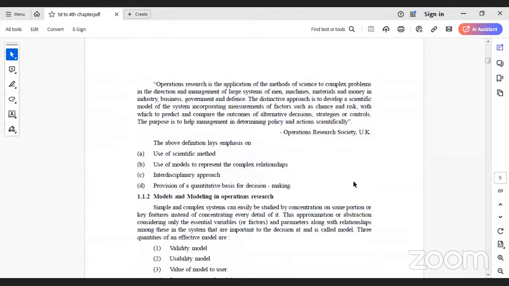The above definition lays emphasis on the use of the scientific method, use of models to represent the complex relationships, an interdisciplinary approach, and provision of a quantitative basis for decision making. They will ask for the OR definition as a small, short question.